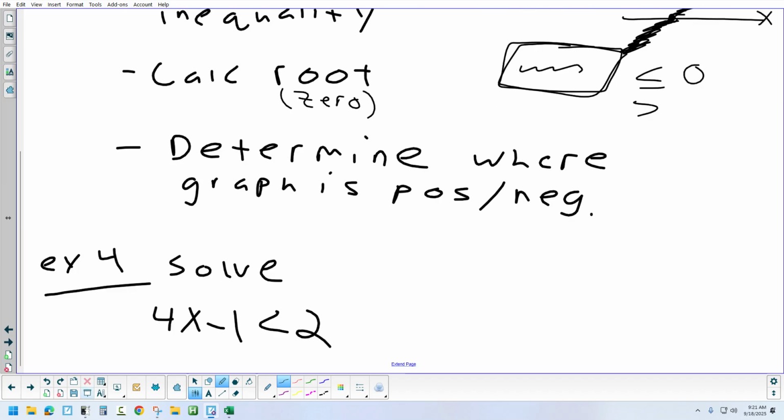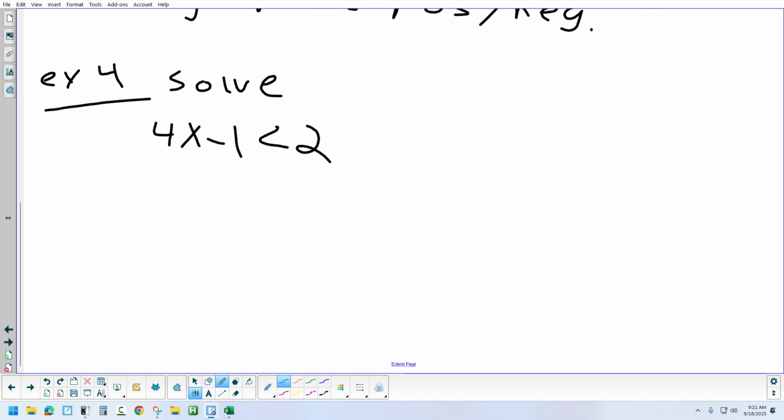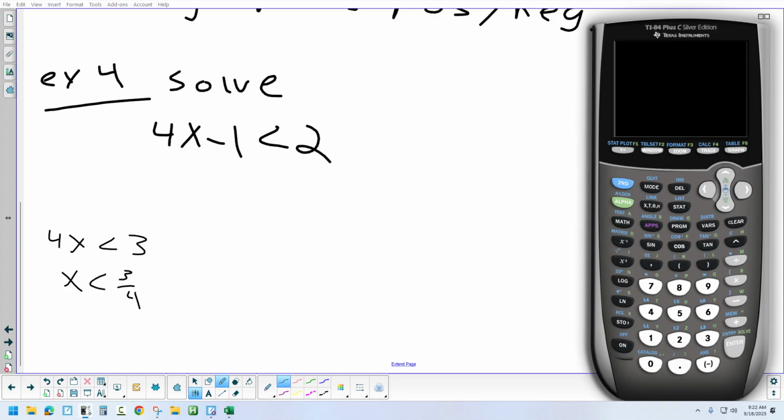So let's graph the inequality 4x minus 1 is less than 2. Now, graphing is going to take longer than doing it algebraically in this problem. Because if you wanted to solve this algebraically, it's just 4x is less than 3. Done. x is less than 3/4. Okay, so we already know the answer algebraically. But you might come across inequalities that are not so easy to do algebraically, and then graphing might help. So let's try graphing on an easy one and see how it works.